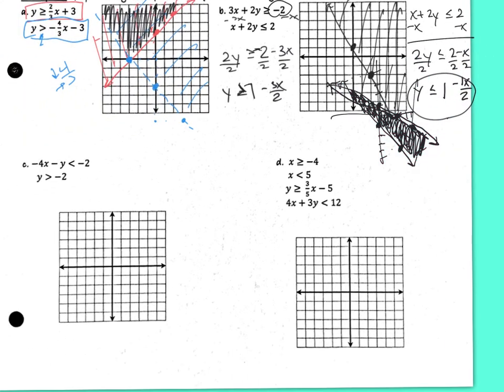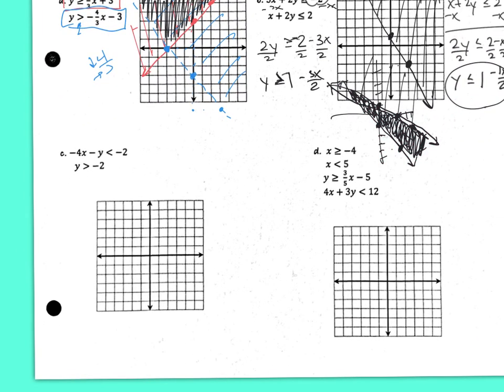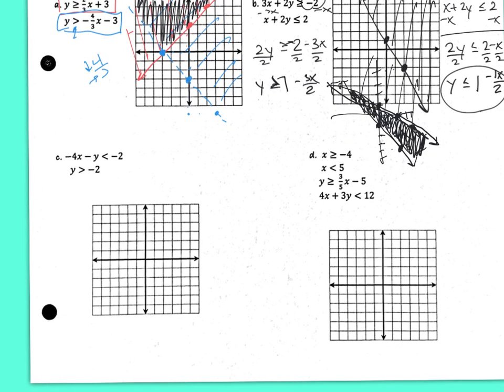All right, let's see if I can't do this next one better. So for part C, this line right here, y is greater than negative 2. Oops. This is your y-axis. Go down to 2. Dotted line where all the y's equal negative 2, and y is greater than negative 2 up here.